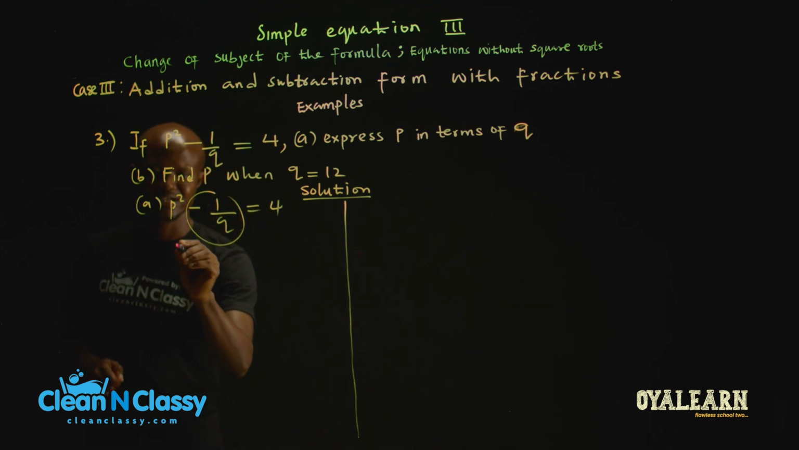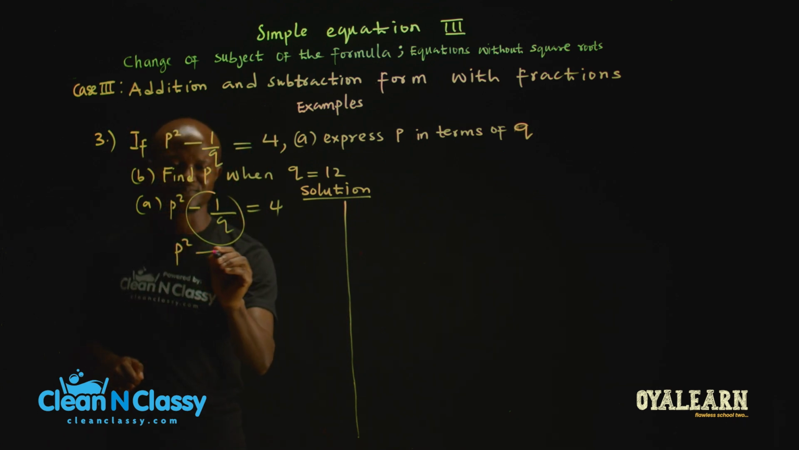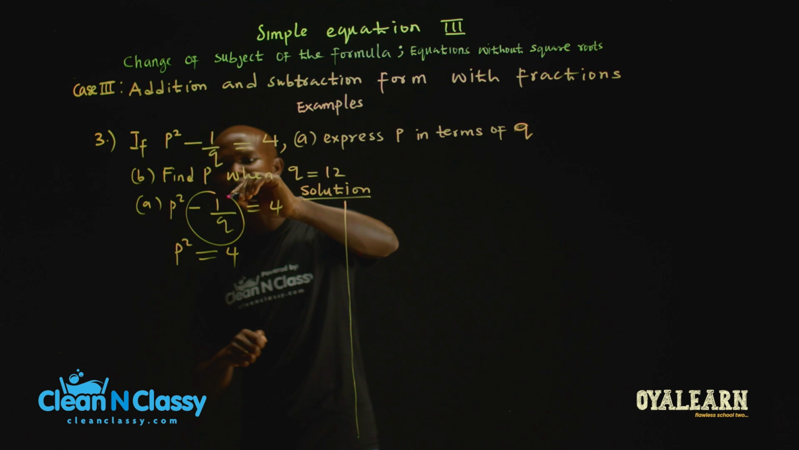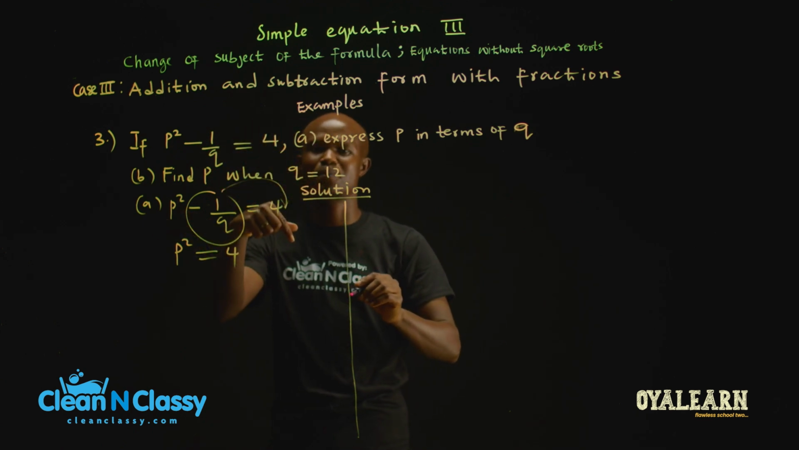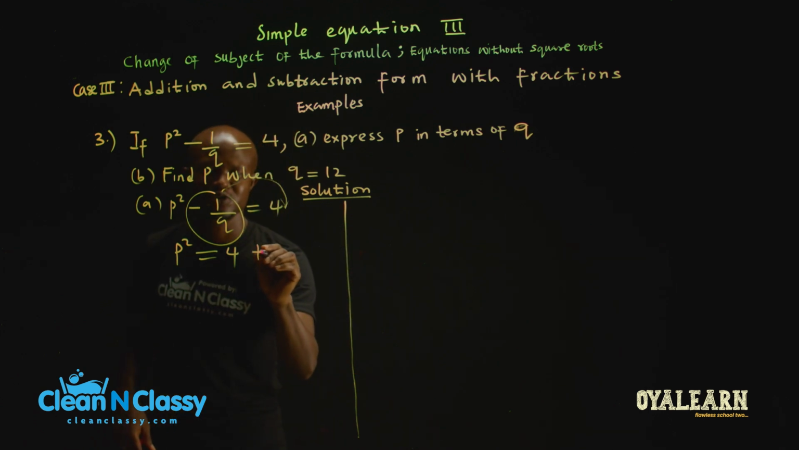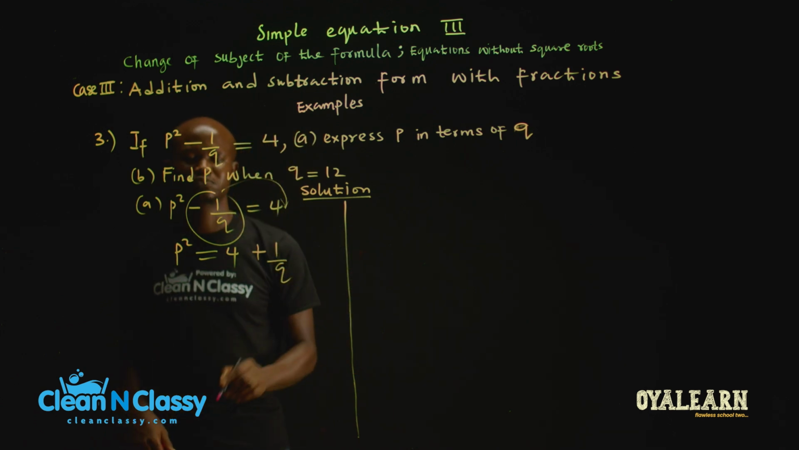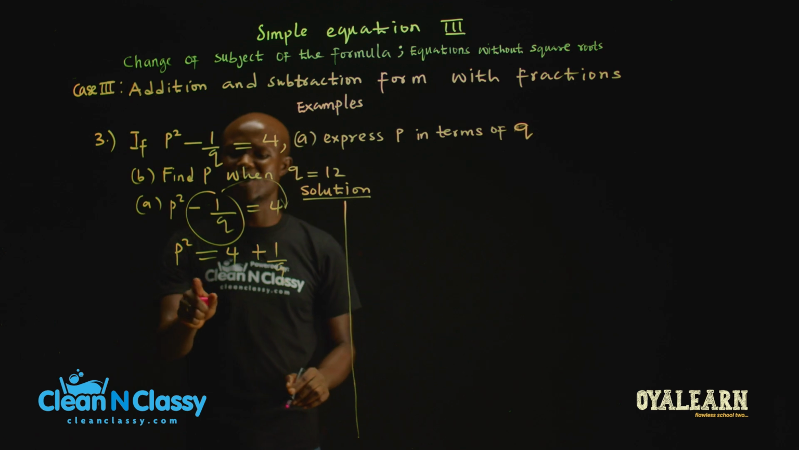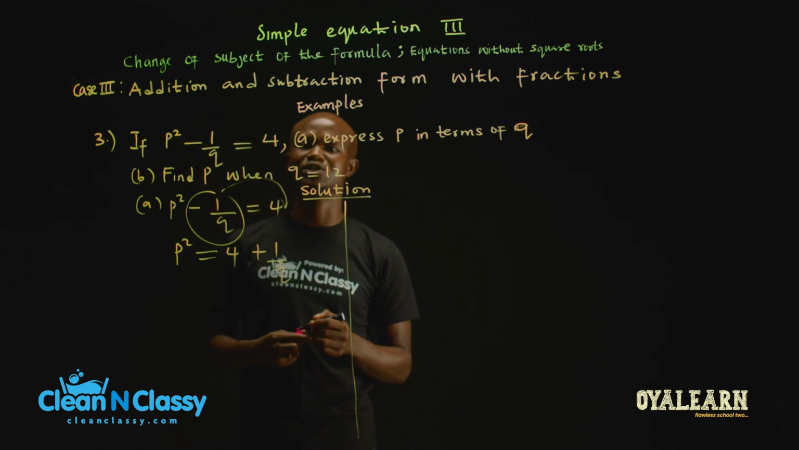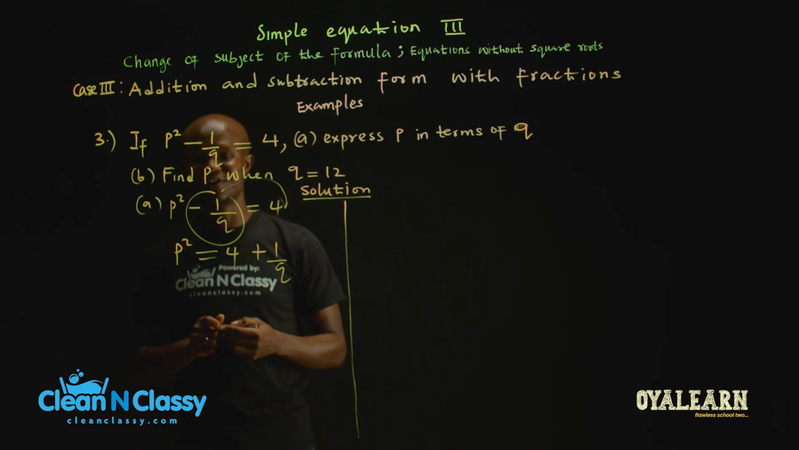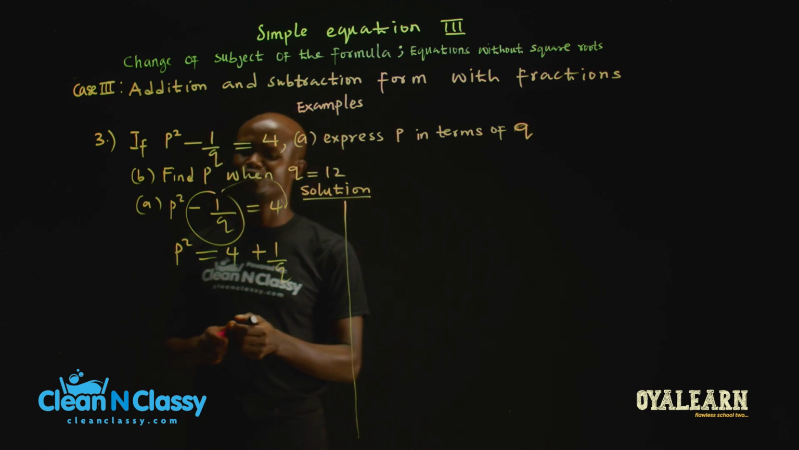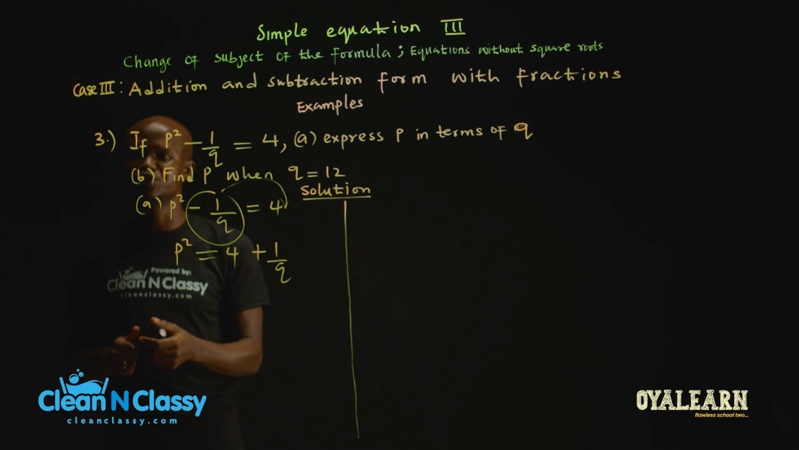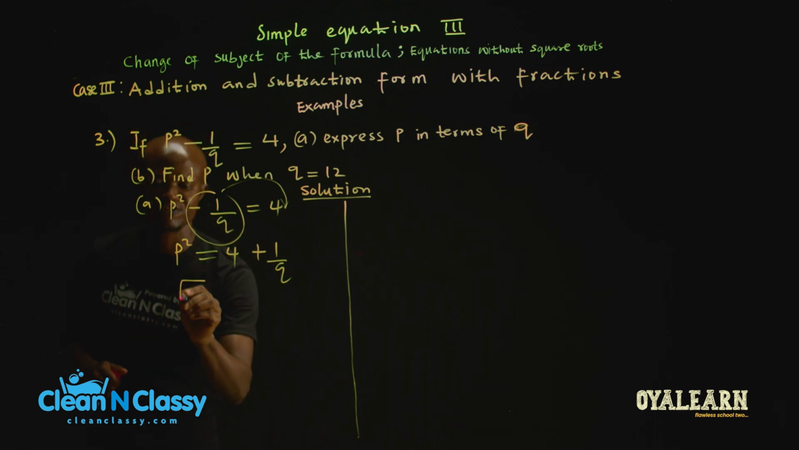So let's see. P squared will be equal to what? 4. By the time we move this, it will become what? Plus. Because this is minus, it will become plus here. So plus 1 over q. Now, p squared is equal to 4 plus 1 over q. This is not the final answer because we are asked to express p, not p squared. So for us to remove raised to power 2, what do we do? You take the square root of both sides.